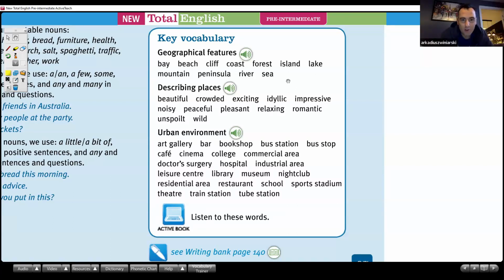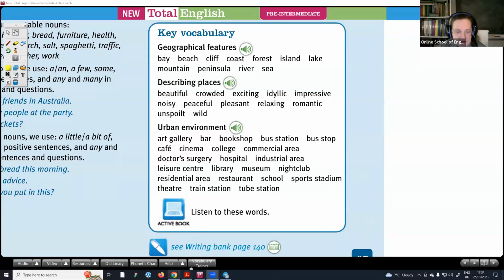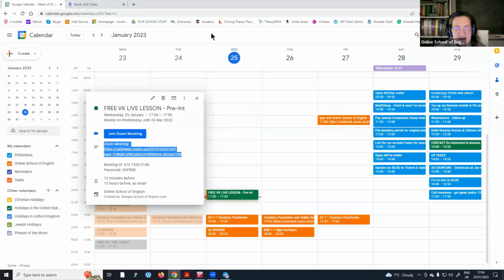Okay. Do you see any new words here? Yes. The coast. Cliff. Peninsula. So cliff, coast, and peninsula. So let me show you some Google pictures now.